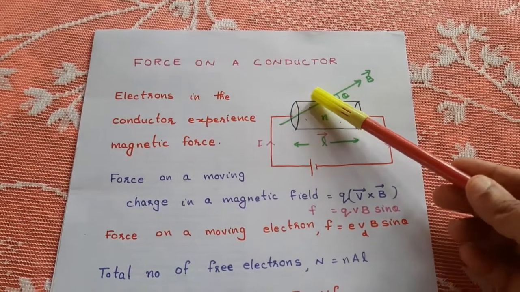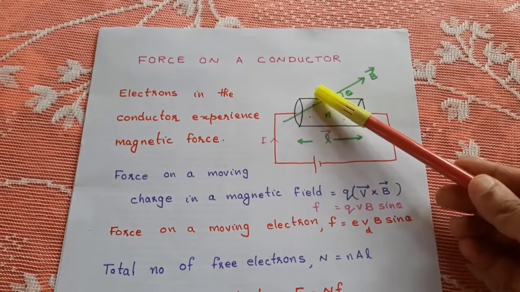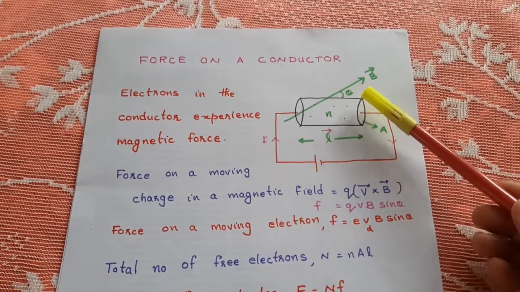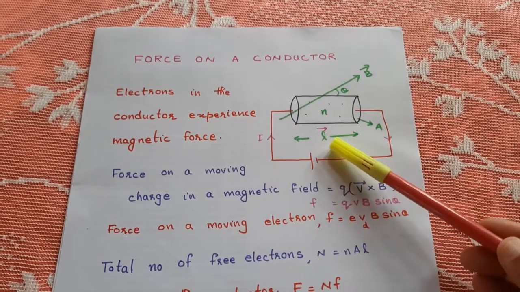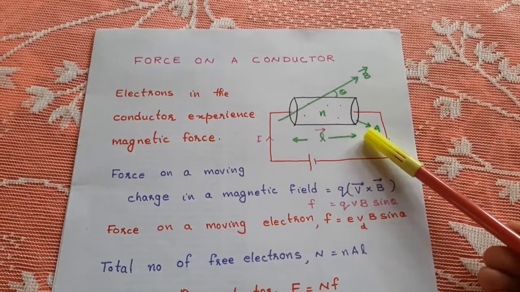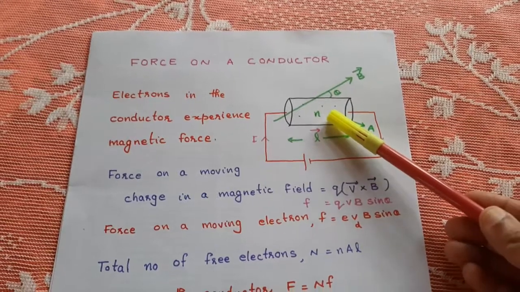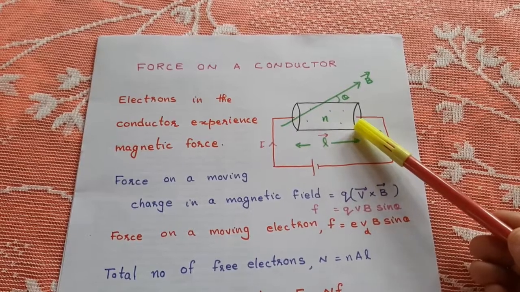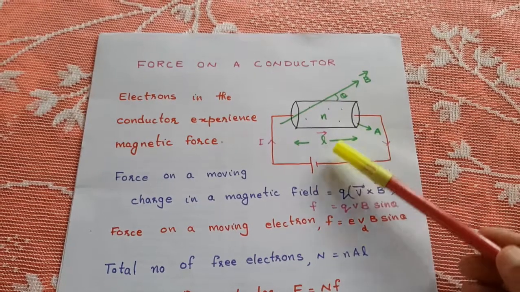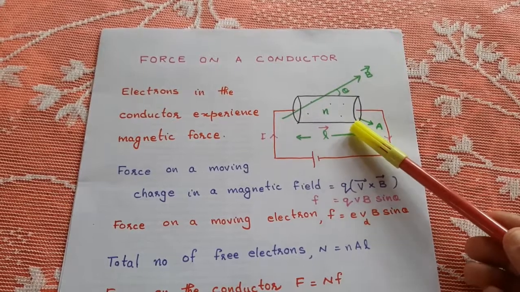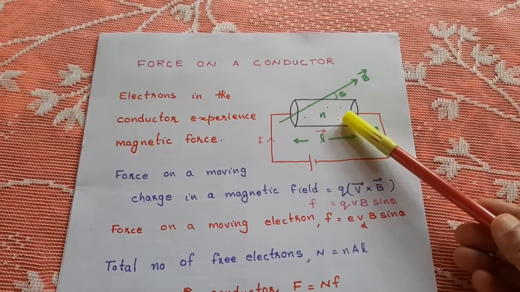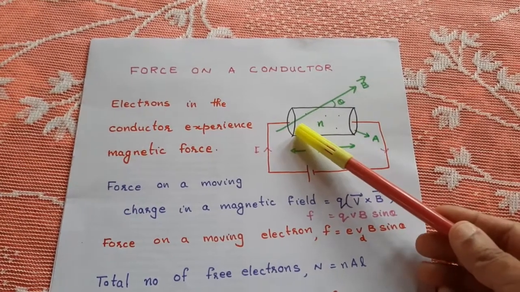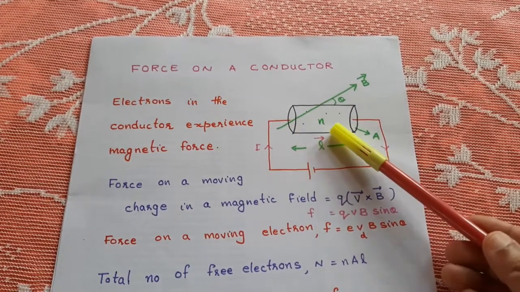In this class, let us learn about the force acting on a current carrying conductor kept in a magnetic field. Consider a conductor of length L and cross-sectional area A. It is kept in a magnetic field which makes an angle theta with the length of the conductor. When a potential difference is applied across the conductor, the free electrons will move from one end of the conductor to the other end with a drift velocity.